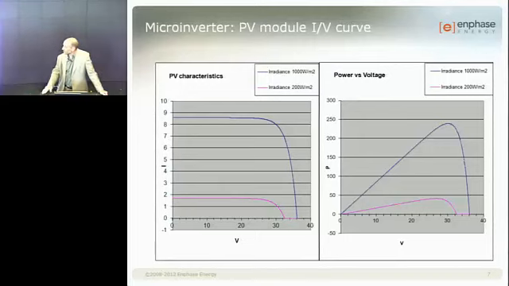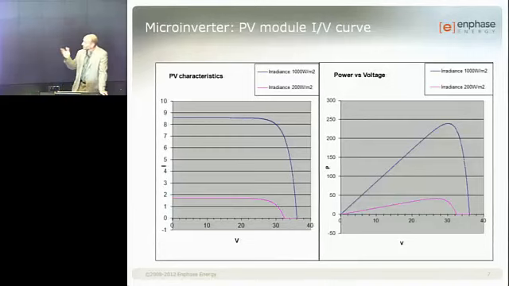When the irradiance drops, the whole curve is shifted down. So at 200 watt per square meter, we have only 20% of the curve we had before. It's all shifted down to 20% of it. And on the right-hand side, you have the power now versus voltage, and you see a very nice maximum power point at about 30 volts. Okay, so those are very standard, typical characteristics of a module.